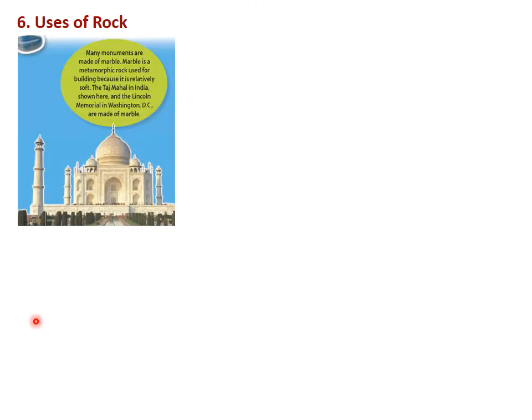Finally, to end our lesson, let us discover some uses of rock. Many monuments are made of marble. Marble is a metamorphic rock used for building because it is relatively soft. This monument in India shown here is made of marble.